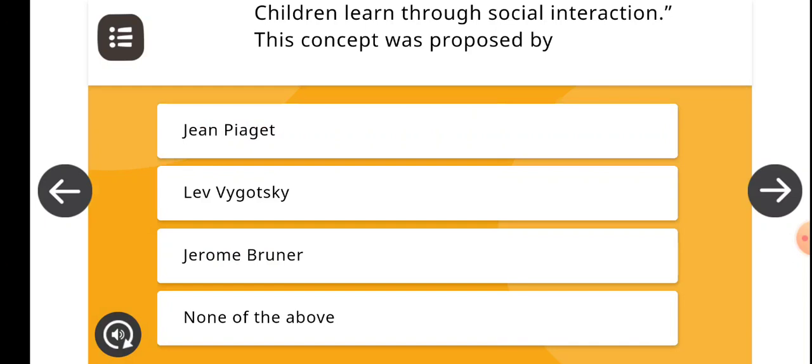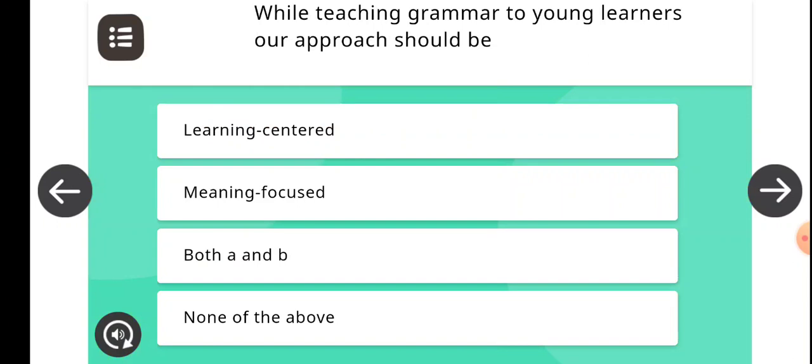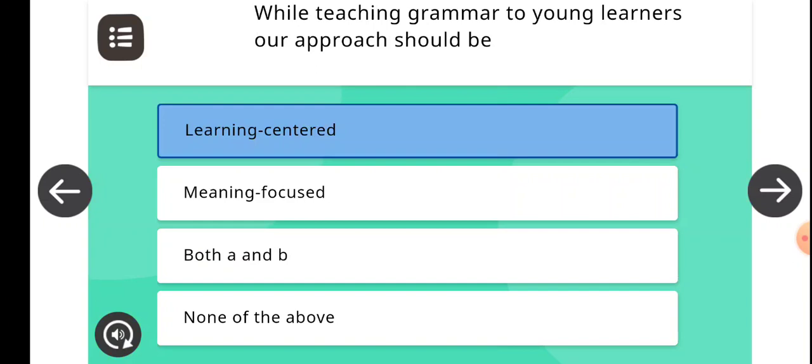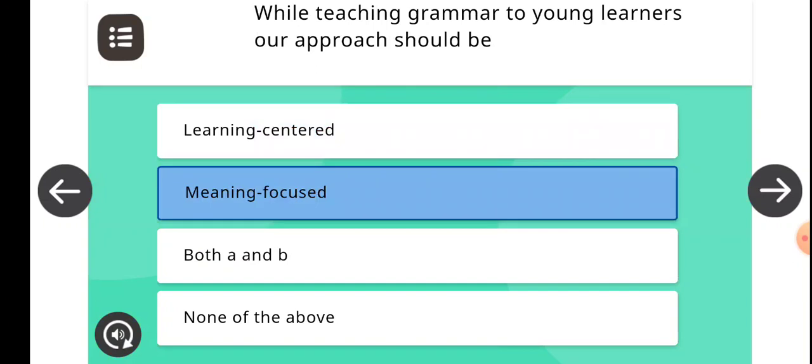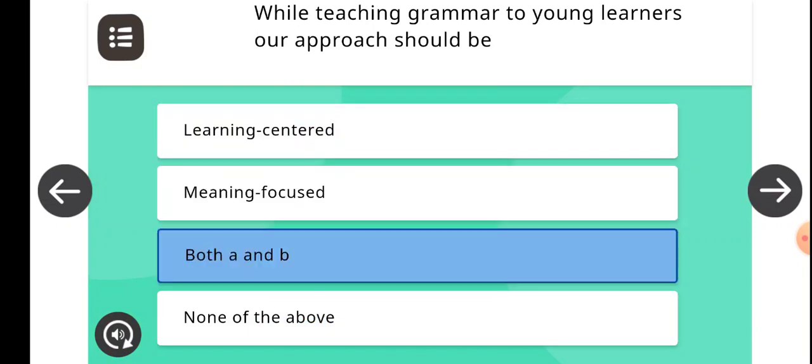Next, children learn through social interactions. This concept was proposed by, obviously, Lev Vygotsky. Next, while teaching grammar to young learners, our approach should be what? You are teaching grammar to your students, so what approach should you involve? Is it a learning-centric approach, or a meaning-focused approach, or both A and B, or none of the above? Obviously, we need to focus on learning-centered teaching, and we need to focus on meaning. So both A and B are correct. The right answer is option C.